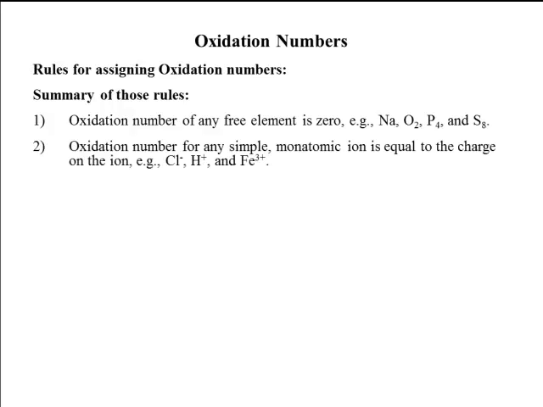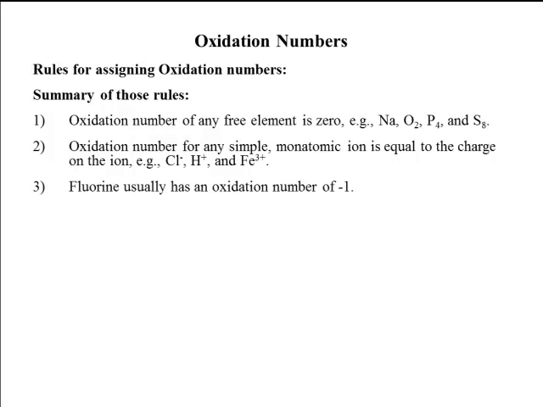The oxidation number for any simple monoatomic ion is going to be equal to the charge of that ion. So Cl minus 1, it's got an oxidation number of -1. H plus 1 has got an oxidation number of +1. Only when we have the simple monoatomic ions does the oxidation number equal that charge.